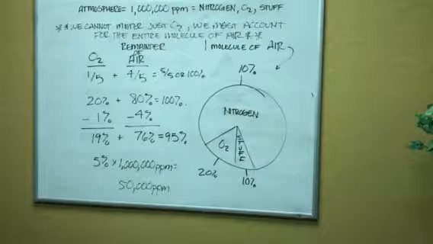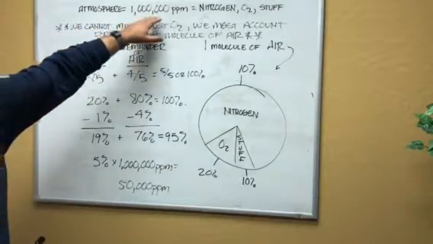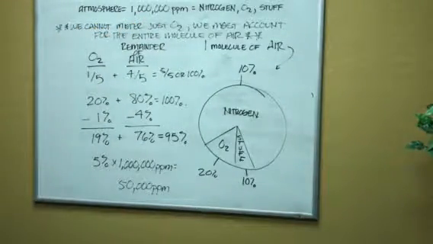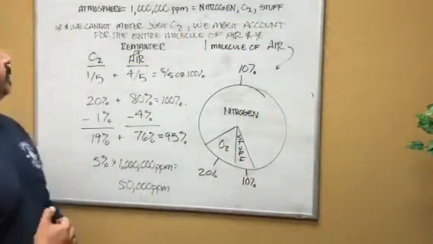So the first thing we need to understand is that our atmosphere has 1 million parts per million in it. It's really important that we understand that. In our atmosphere, we have nitrogen, oxygen, and other stuff.